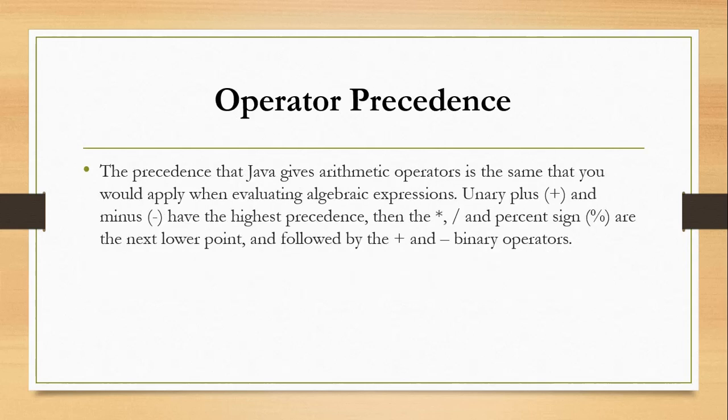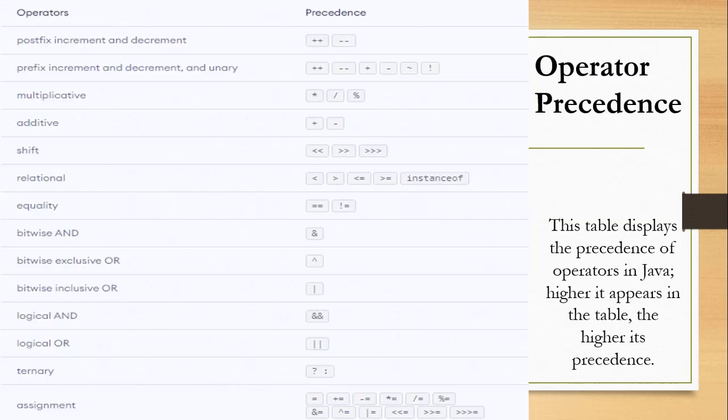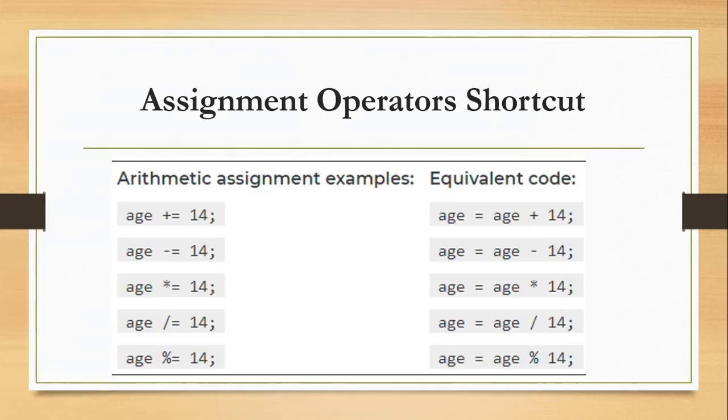The operator precedence. The precedence that Java gives arithmetic operators is the same that you would apply when you evaluate an algebraic expression. Unary plus and minus have the highest precedence. So this is the table that displays the precedence of operators in Java. The higher it appears in the table, the higher its precedence. Assignment shortcut operators and their equivalent code.